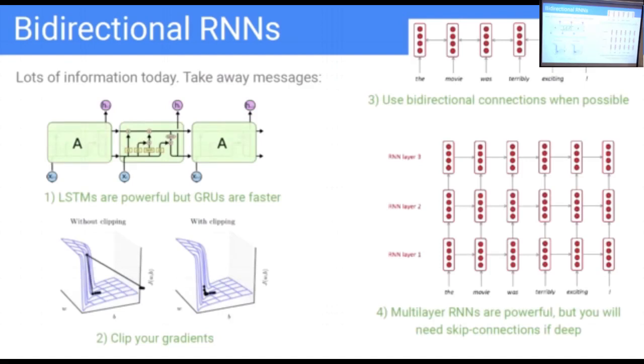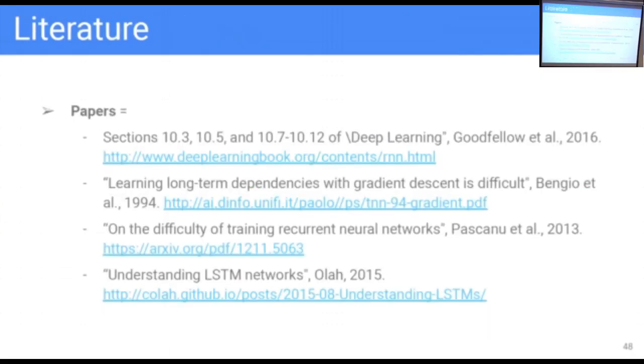So the take-home message is that LSTMs and GRUs are able to solve most of the problems that recurrent neural networks have. LSTM seems to learn better, but GRUs are faster to compute and to learn. Then, to avoid exploding gradients, clip the gradients, and it tends to work quite well. Use bidirectional neural networks, they always work better than the unidirectional. And then use also multi-layer neural networks if you have enough data. And that's it. You have some papers with information on what we have been talking about.